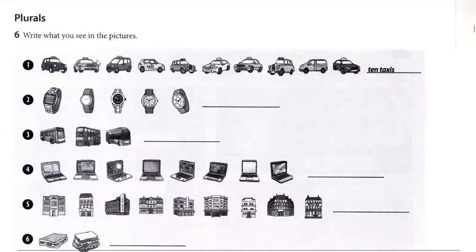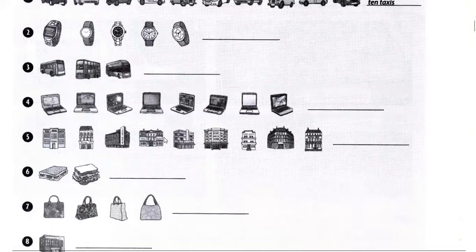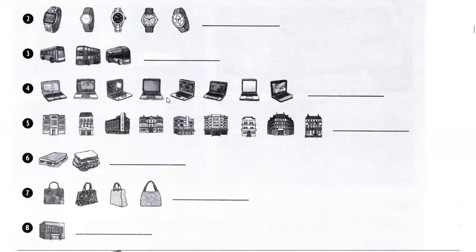Right, what do you see in the picture? So here you see 10 taxis. So we have written here 10 taxis. What will you write in this one? Five watches. Next. Three buses. Yes, next. Eight laptops. Yes. Nine houses. This is not house. Look, something else. Building, no. Buildings, no. Apartments.